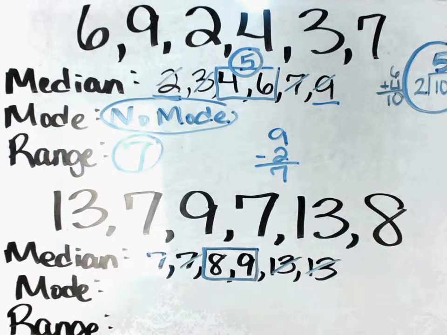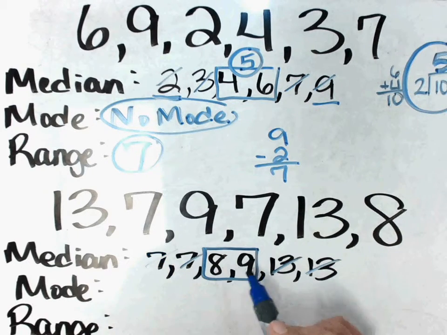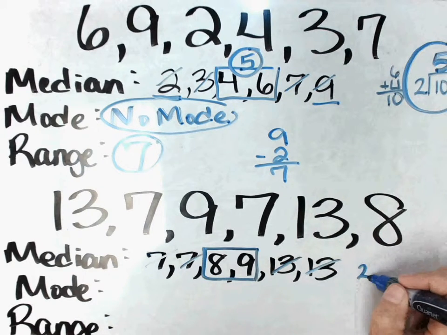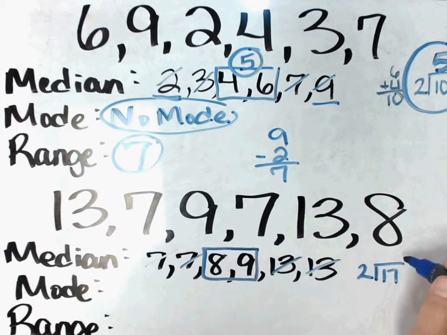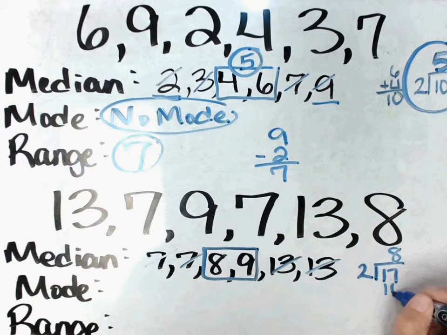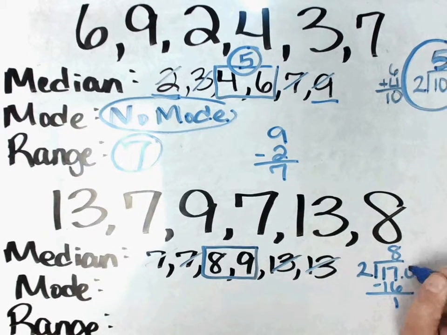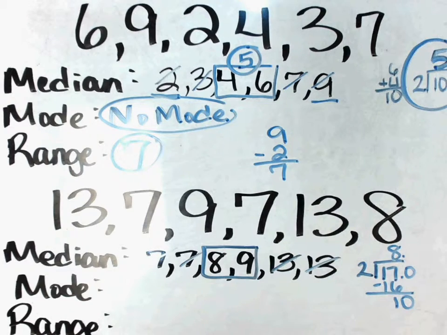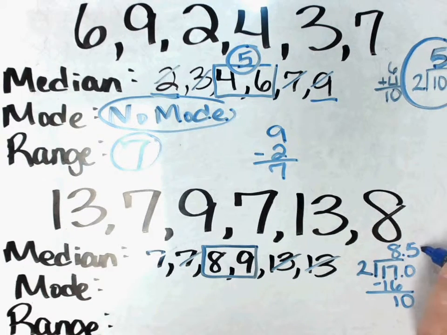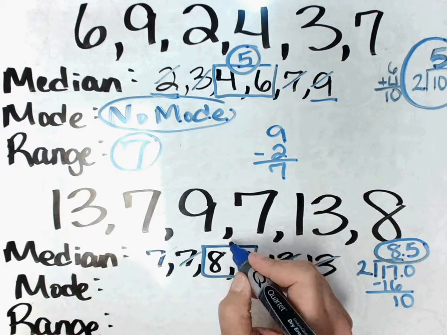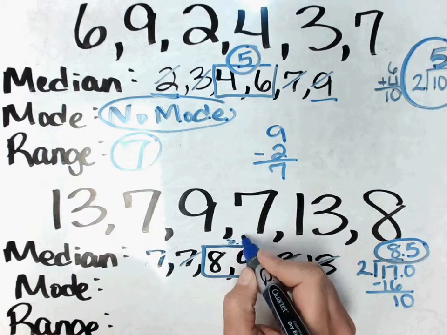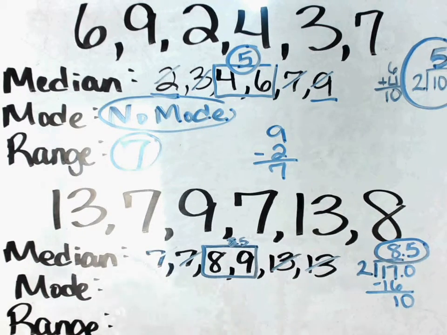We have two numbers that would be in the middle, so we have to find the number that would be right in the middle of 8 and 9. If we add up 8 and 9, 8 plus 9 is 17, and divide 17 by 2, it goes in there 8 times with 1 left over. We add that 0 and bring it down, bring up our decimal, 2 goes into 10 5 times. So 8.5 would be right in the middle of 8 and 9. That makes sense, huh? So 8.5 is our median.